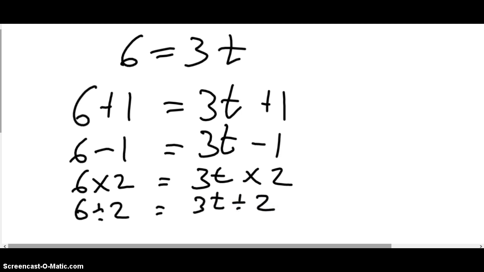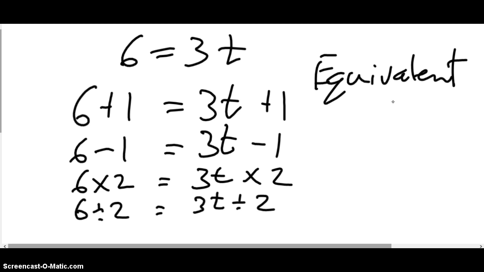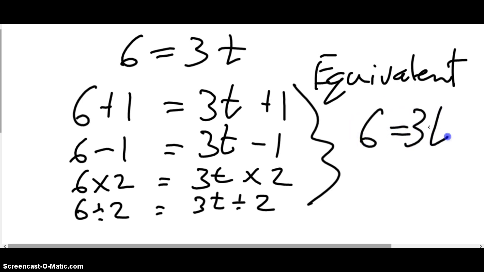Okay? When we do the same to each side of an equation, we produce an equivalent form of the equation. So these are all equivalent, which basically is the same thing as saying that they're equal. All of these are equivalent forms of this original equation. All we did was add or subtract or multiply or divide the same thing to each side. Nothing changed.